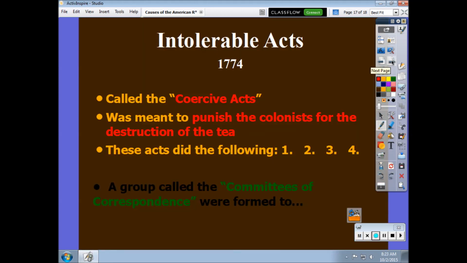The result is the Intolerable Acts are passed. It's really known as the Coercive Acts. The British government doesn't call them the Intolerable Acts, but they're meant to punish the colonists for what they've done. So this really is the last straw. This is the last thing.